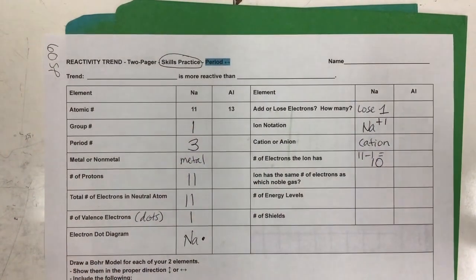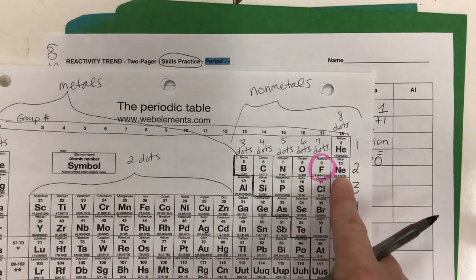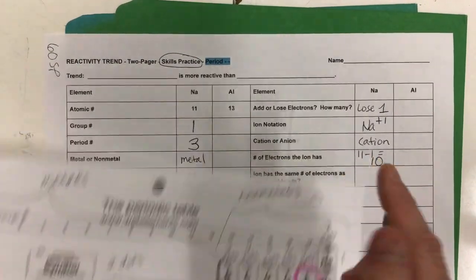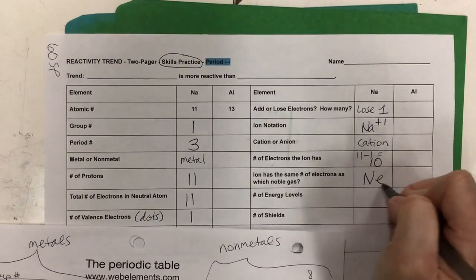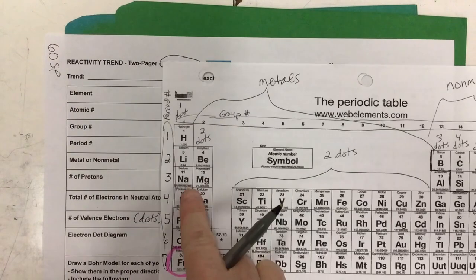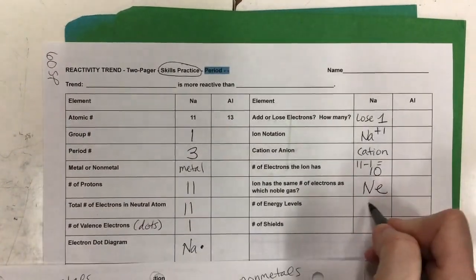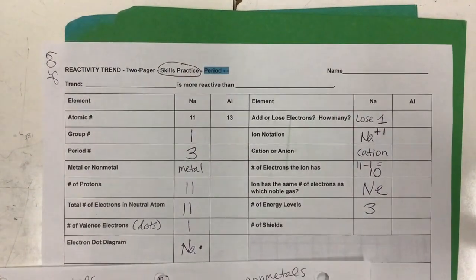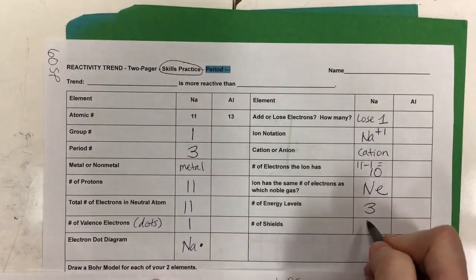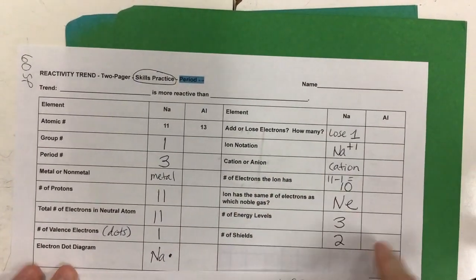Now that should match one of my elements on the periodic table. That's in that noble gas column. And once again, number 10 is neon. So that's a good match here. Number of energy levels. For sodium, number of energy levels is the same as the period number. So it should have 3 for the number of energy levels. And then the number of shields we said should always be 1 less. So 2 shields. And then you'll do the same thing again for aluminum.